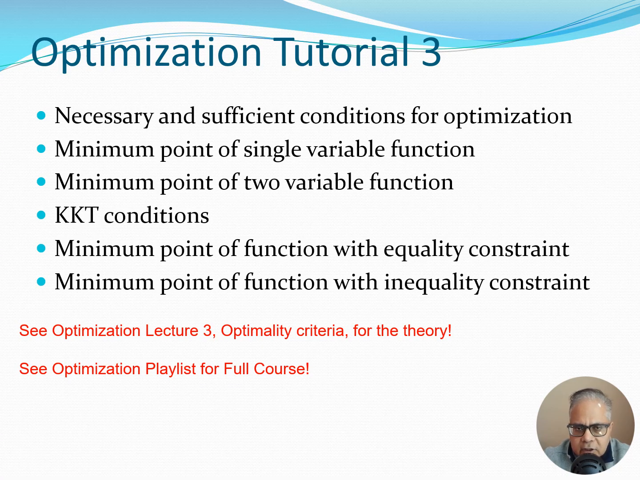Now in today's lecture or tutorial I'm going to cover several things. For example, necessary and sufficient conditions for optimization, the minimum point of functions of single variables and two variables, multivariables, the KKT conditions in optimization. These are often known as the optimality criteria for constraint optimization problem. And we are also going to look at examples on how to find the minimum point of functions with equality constraints and for functions with inequality constraints.